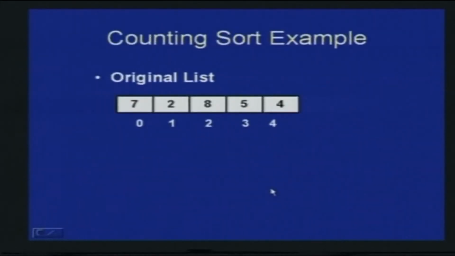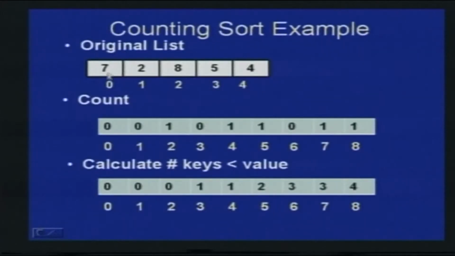Okay. So, suppose this is the original list. Now, for the count, you count how many times each of these has come. In this case all are unique. You are assuming that it starts from 0, and it goes up to 8 because you have a maximum value of 7. So 0 does not happen at all, so 0; 1 happens, so 1; 2 does not happen, so 0; 3 is 1; 4 is 1 because of this; 5 is 1 because of this; 6 is 0; 7 is 1 because of this; 8 is 1 because of this. Please note here that because all are unique, you have only ones.